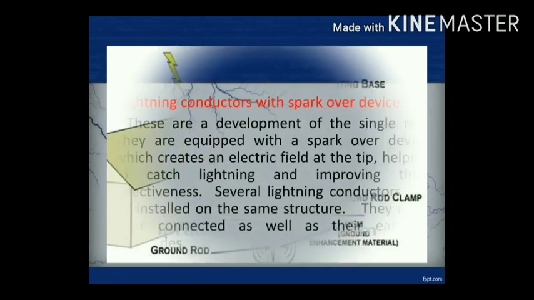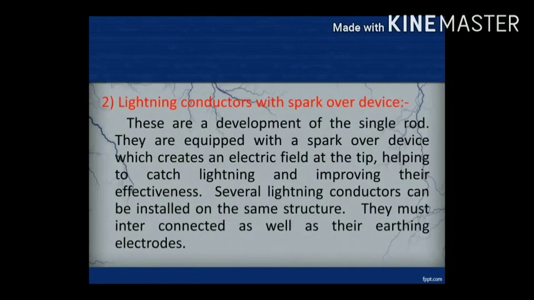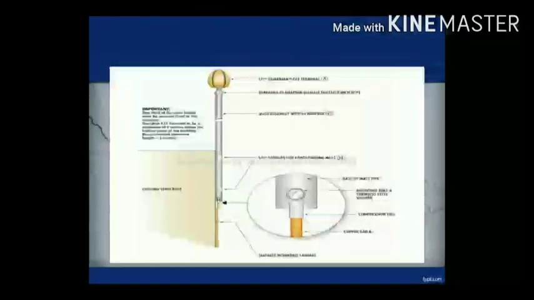Second one is lightning conductors with spark power devices. These are a development of the single rod. They are equipped with spark power devices which create an electric field at the tip, helping to catch lightning and improving their effectiveness. Several lightning conductors can be installed on the same structure. They must be interconnected, as well as their earthing electrodes. This is an image of spark power devices.